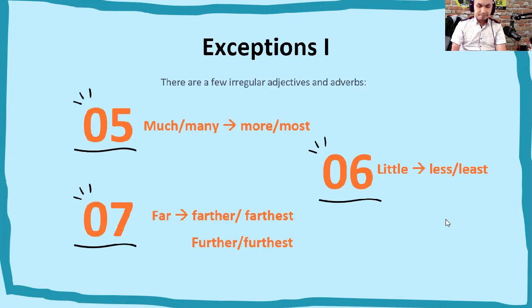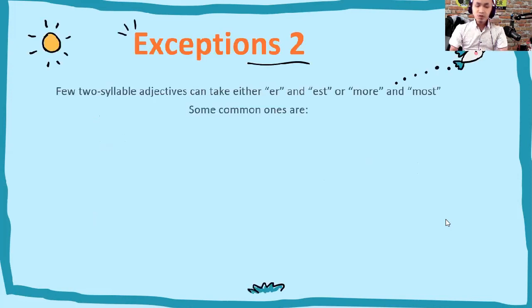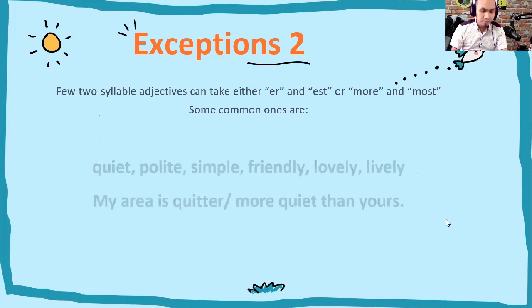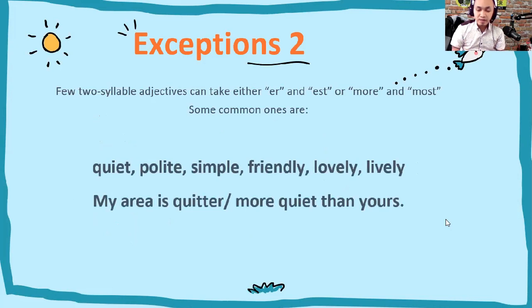All right, next. For exception 2, two-syllable adjectives can take either ER and EST or more and most. You can take a look, some common ones are here. Quiet, polite, simple, friendly, lovely, little. If you want to use these in the comparative and superlative, for example, like this: my area is quieter than yours. You can also say, my area is more quiet. You can use either ER or more. That's okay. This is exception number 2.